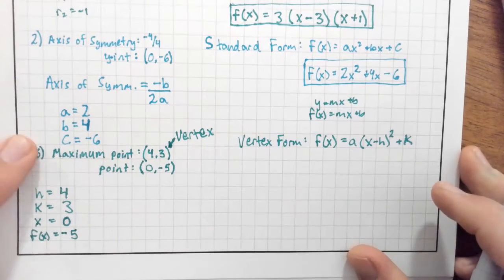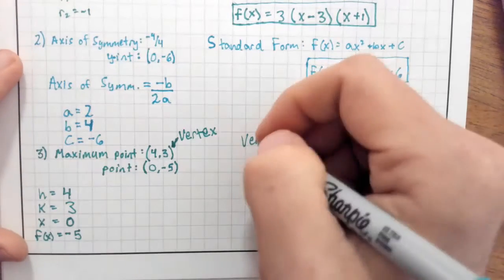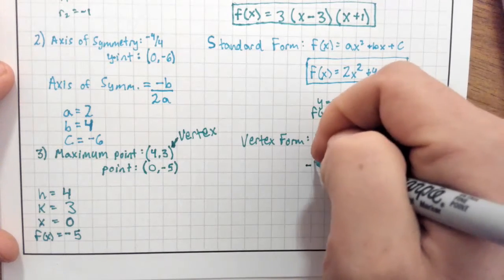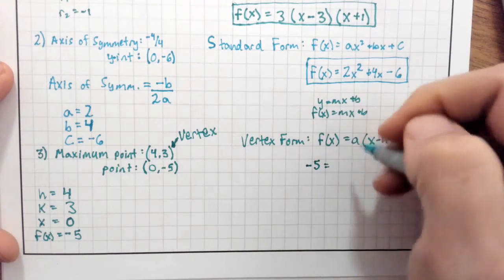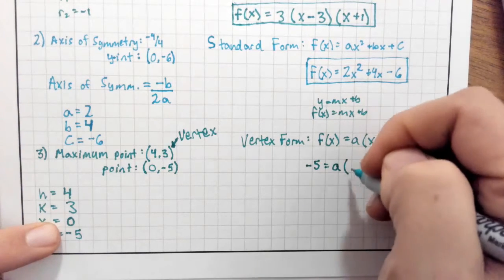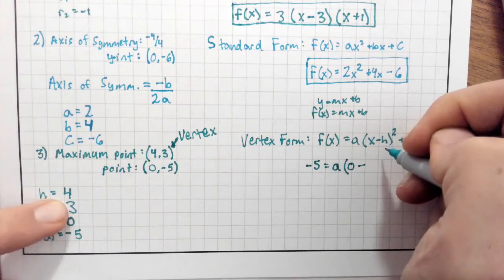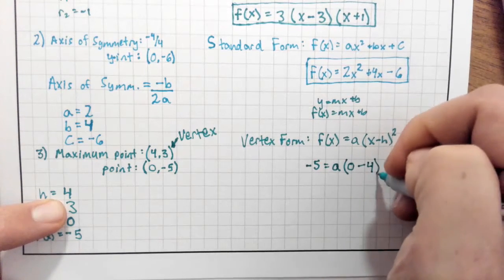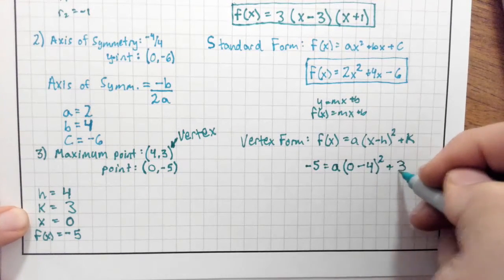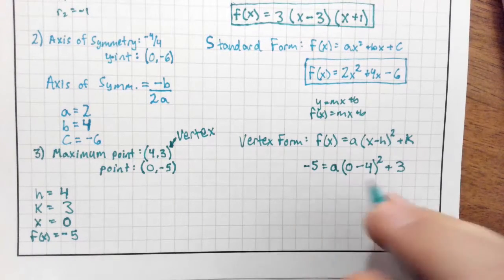All right, so now that we've identified the variables, let's plug them into this function and get a. So f of x, I'm replacing with -5. -5 is equal to, again, we're solving for a, so we don't know what that is yet. I do know what x is. x is going to be 0. I'm going to subtract the value of h, which is 4, squared, plus the value of k, which is 3. All right, now we have everything plugged in. You see that we only have one variable left, so we can solve for it.